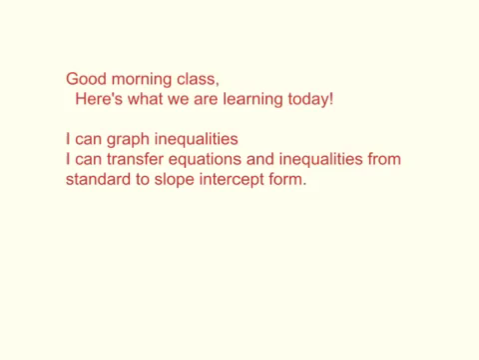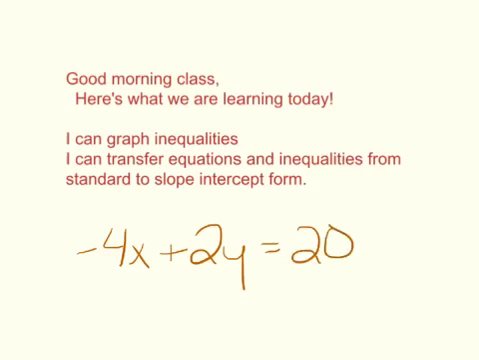On the bottom here, I'm going to write an equation in standard form. Here we go: negative 4x plus 2y equals 20. Right after this we're going to watch a flipped video that goes through the process of solving it. But what I want you to do right now is attempt to solve that. Negative 4x plus 2y equals 20. Put that into slope-intercept form.